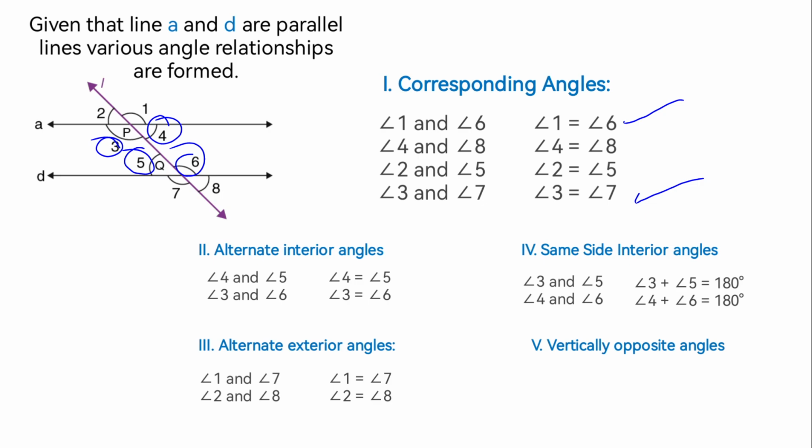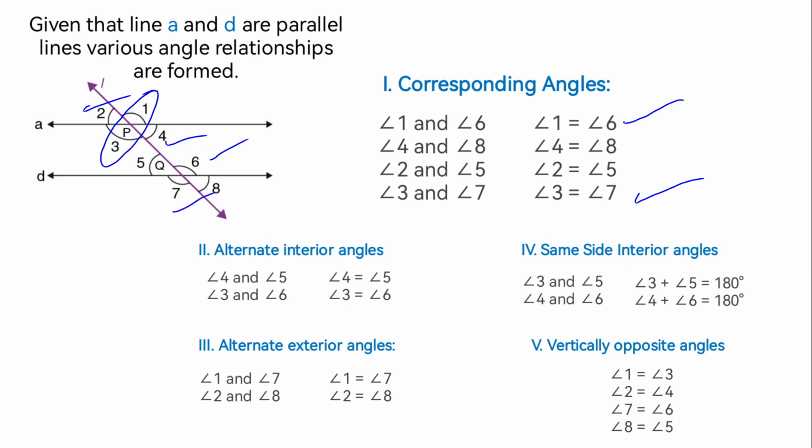Another relationship that can be seen is the vertically opposite angles. In here we can see that angle 1 is vertical to angle 3. Then we have angle 2 vertical to angle 4. Angle 6 vertical to angle 7. Angle 5 vertical to angle 8. Since they are vertical, then they are equal.